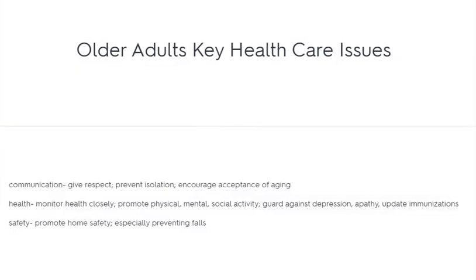Older adults key healthcare issues. Communication: give respect, prevent isolation, encourage acceptance of aging. Health: monitor health closely, promote physical, mental, social activity, guard against depression, apathy, update immunizations. Safety: promote home safety, especially preventing falls.